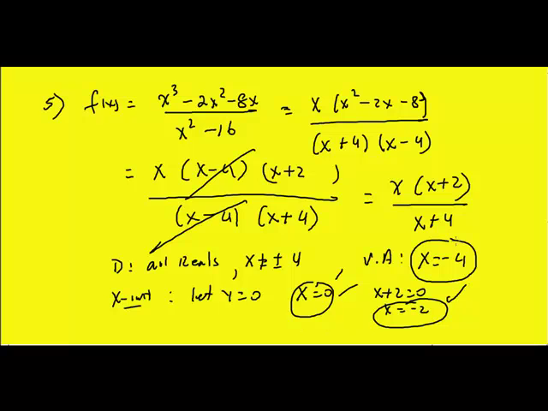My y-intercept: I'm going to let x be 0. When I turn x into 0, the top turns into 0. As soon as the top turns into 0, as long as the bottom doesn't turn to 0, it's 0. So y equals 0.